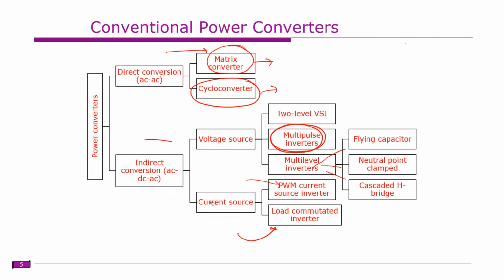We will have a separate discussion on the current source inverter in later classes. How these PWM current source inverters and load commutated inverters actually work, we will discuss maybe at the end of this course. So first we start with voltage source inverters. So far we discussed two-level inverters. Now we'll start with multipulse and multi-level inverters. So why exactly are these multipulse and multi-level inverters used? That we'll discuss now.